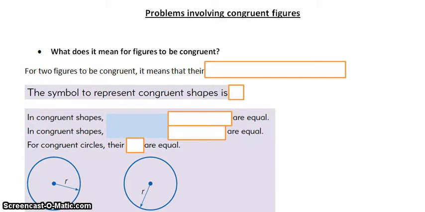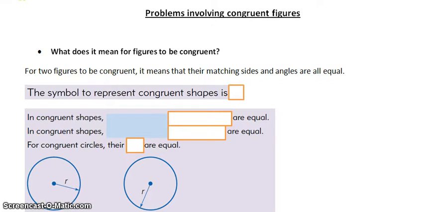Okay, so let's go back to the first question we started off with in our introduction to this topic. What does it mean for figures to be congruent? Remember, for two figures to be congruent, it basically means that their matching sides and angles are all equal. That's really key for you to remember and understand.